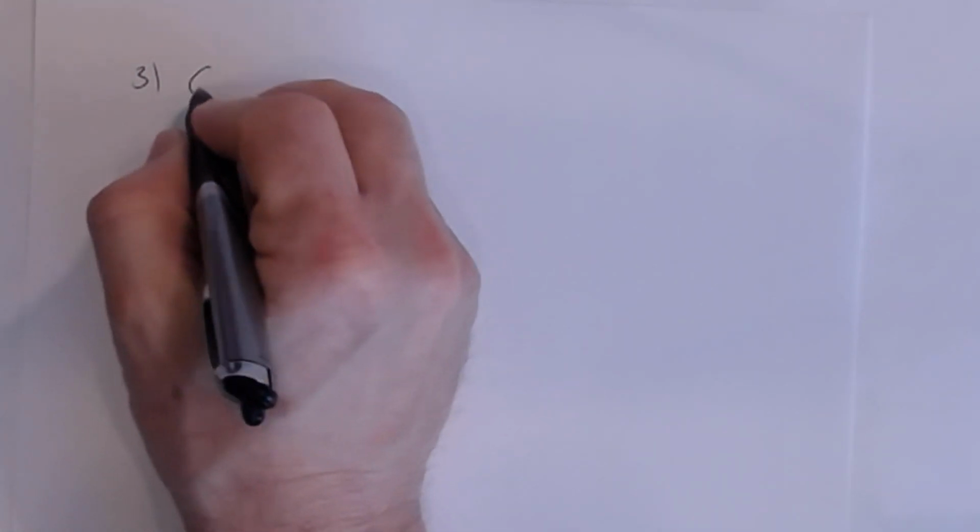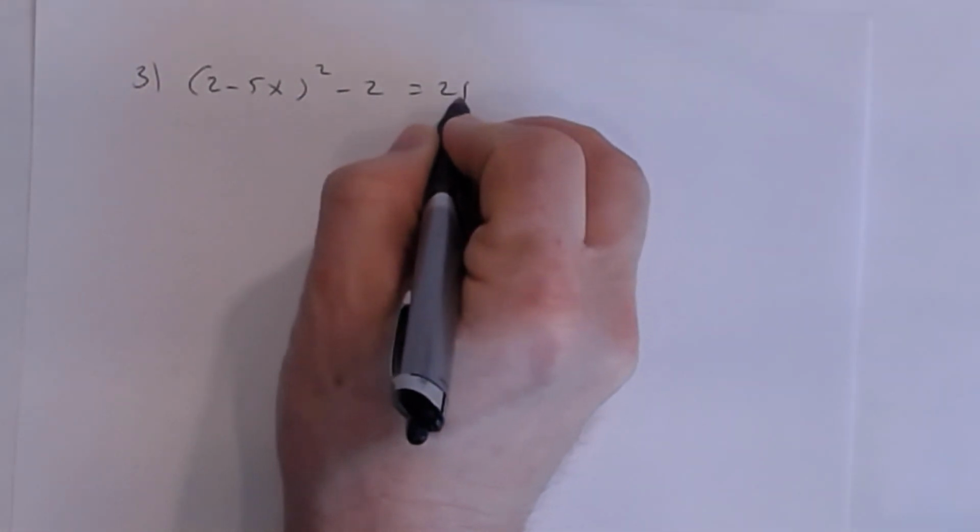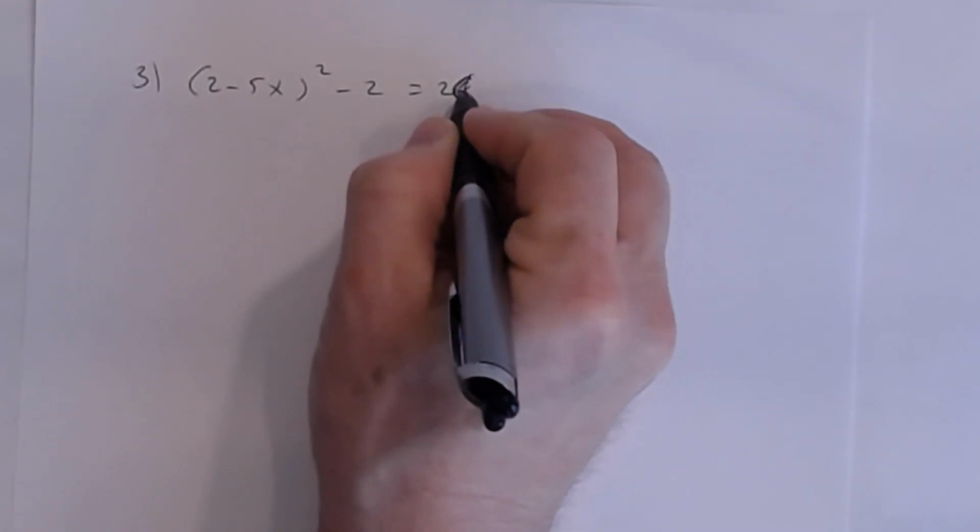And number 3. So in number 3, let's suppose we had this for number 3. We had 2 minus 5x squared minus 2 equals 26. Oops, 26. That's a 26.